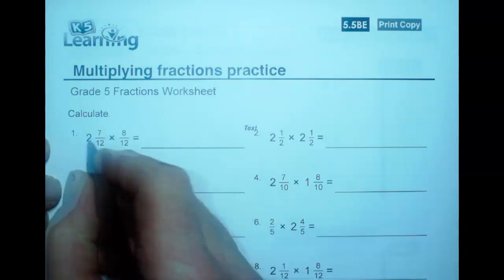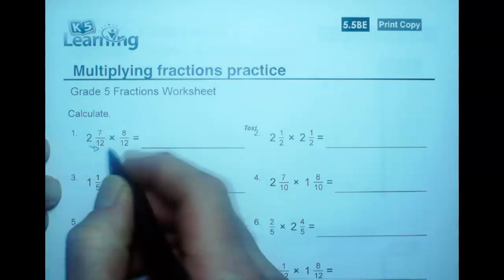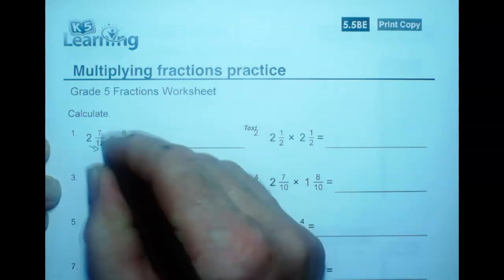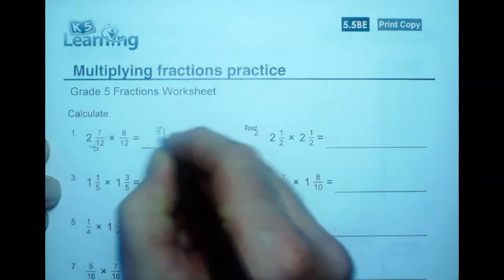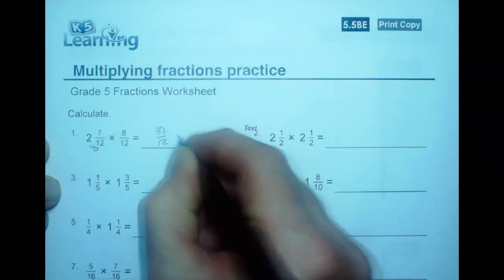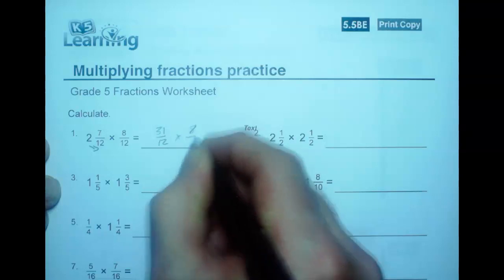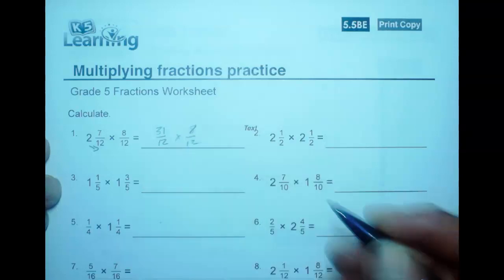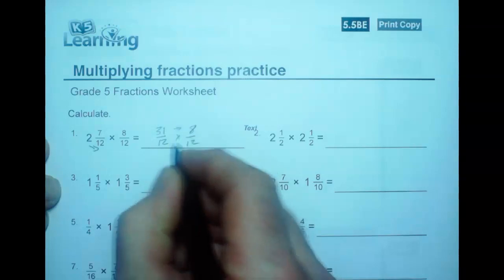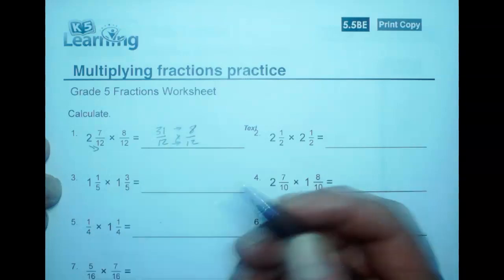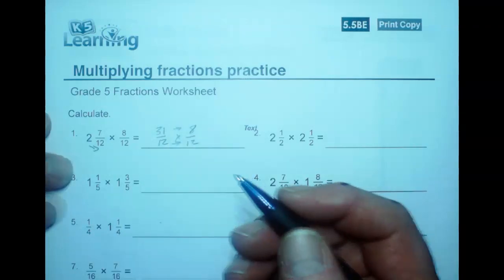So we're going to go 2 times 12, which is 24. 24 plus 7 is 31 twelfths. Now the other one is a fraction, so we can leave that at 8 twelfths. You can multiply straight across if you want and then reduce. I'm not a big fan of reducing. I'm going to do it the easiest way possible.